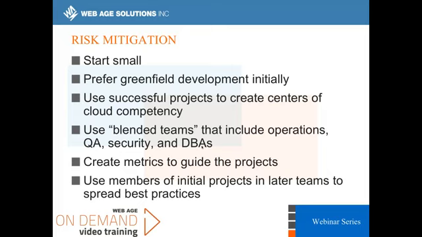You also need to create metrics to guide the projects. You need to understand what you would consider success. My rule of thumb, the one thing that people get sick of me saying in my classes: you can't manage it if you don't measure it. And if you're not measuring it, you're not managing it. So the job of the management team is to create the metrics that guide the team. And then, as I said before, we're going to use members of the projects to spread best practices.